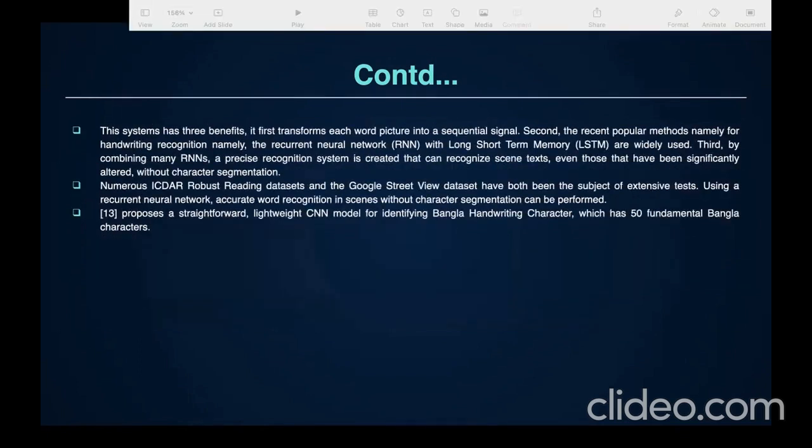This system has three main advantages. The first one is converting each word image to a sequential signal. The second one is a recently popular handwriting recognition method, namely RNN, recurrent neural networks with LSTM, long short-term memory, which is widely used. The third one is combining many RNNs to create an accurate recognition system that can recognize even heavily modified scene text without character segmentation. The 13th paper proposes a simple and lightweight CNN model for identifying Bangla handwriting, which contains 50 basic Bangla characters.